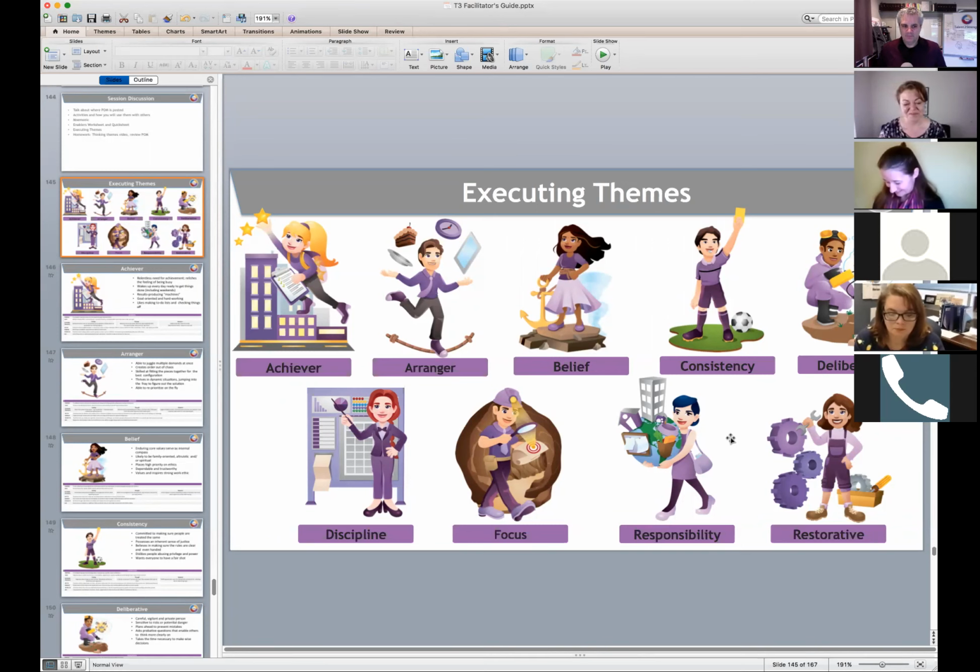It's funny. One thing too I want to say is, while we're looking at executing themes, it's just a reminder that these themes could be used to build relationships. Any one of these themes could be used to influence other people. Any one of these themes could be used to think and problem solve and innovate, so in the thinking realm. So just a reminder of that as well.